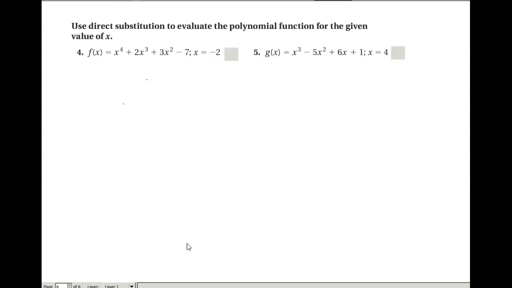All right, if you want to just go ahead and try one of those. Okay, you can do 4 or 5, you can do 1 or both. Pause the video, see if you can get 1 or both of these.